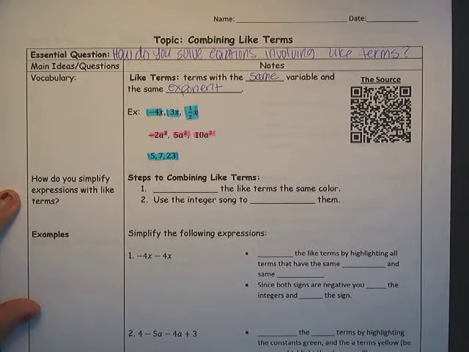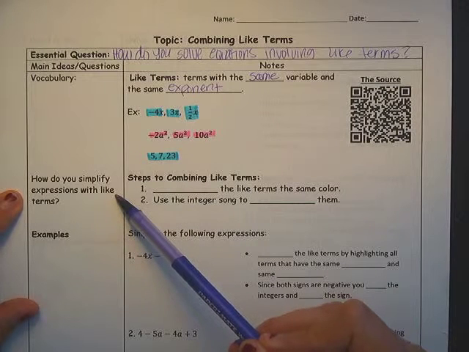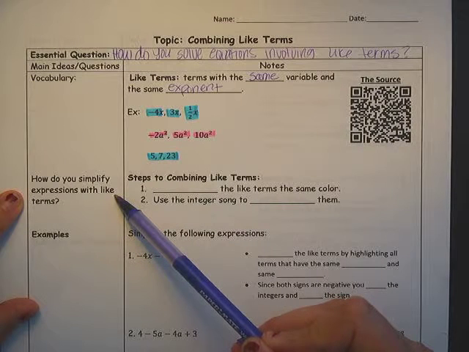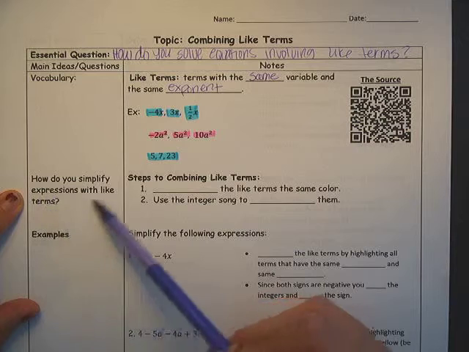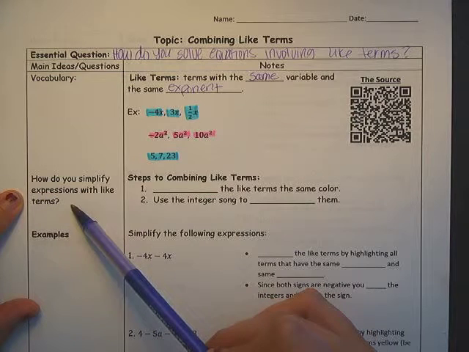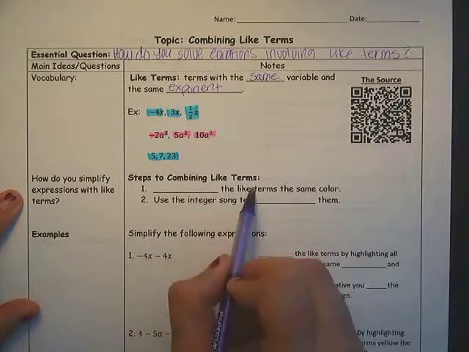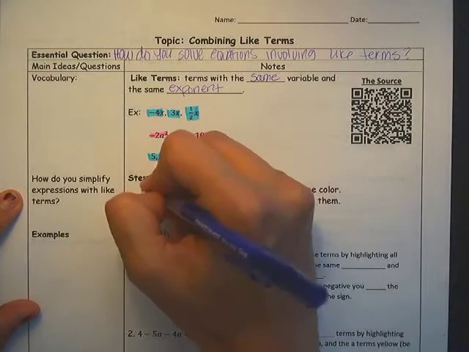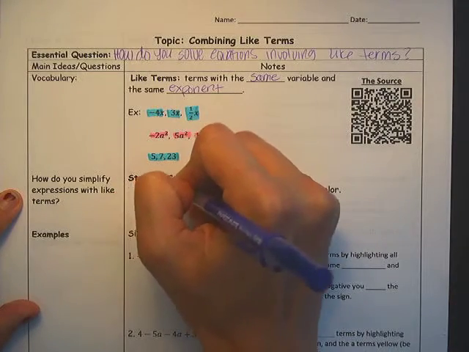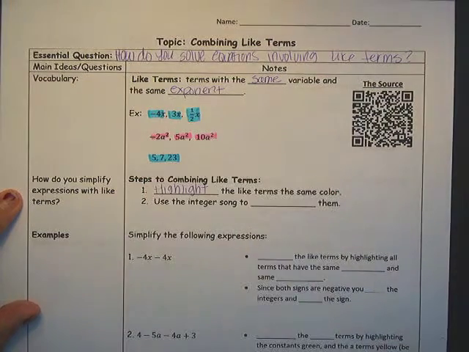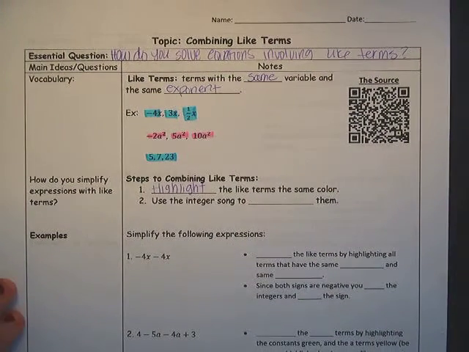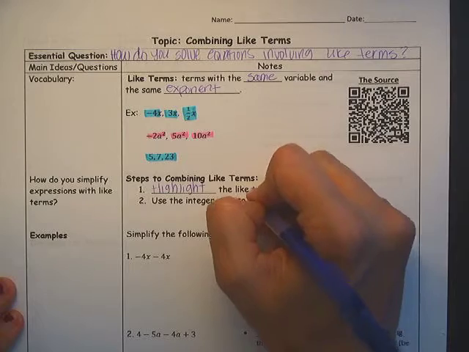You'll notice in these sets of notes, I have written questions out for you. In the future, once you're comfortable, you'll be writing questions here on the left-hand side, but I wanted to show you how to do that. So, steps to combining like terms. First, you're going to highlight the like terms the same color. Then you're going to use the integer song to combine them.